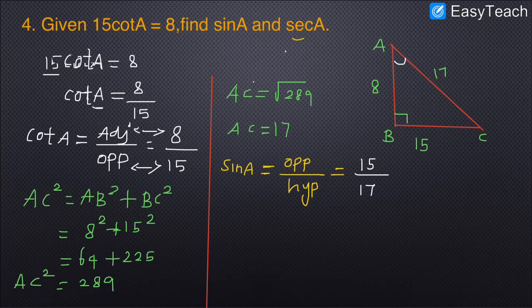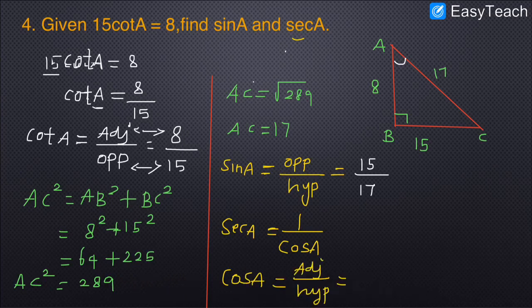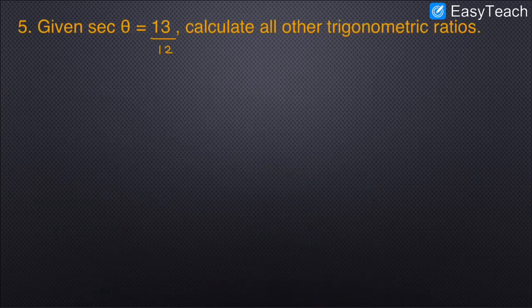So sin A is opposite by hypotenuse, which is 15 by 17. Next, let's find out the secant A. So secant A is nothing but the reciprocal of cos A. First, let's find out the cos A. So cos A, we know, is adjacent by hypotenuse, 8 by 17. So the reciprocal of this one is 17 by 8. This is for secant A.